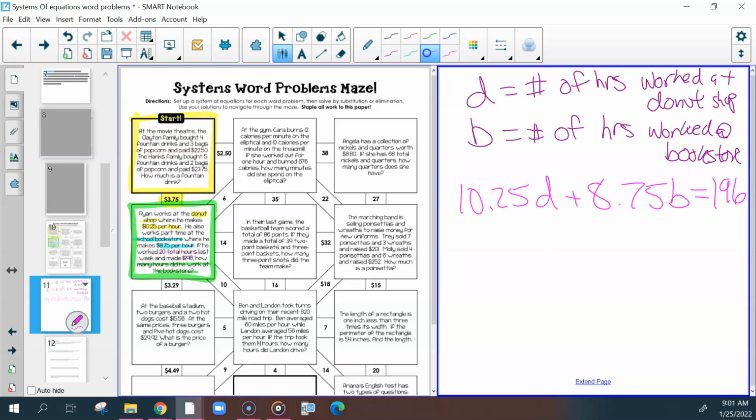Okay, and then the other one. The second one is going to be just D plus B equals 20, because 20 is the total amount of hours he works altogether, and D and B both represent number of hours. So those things have to go together.